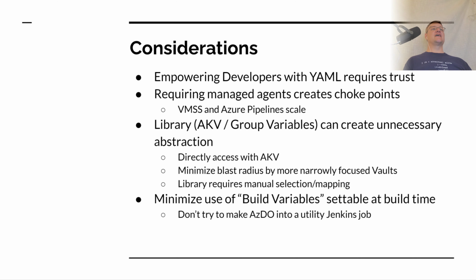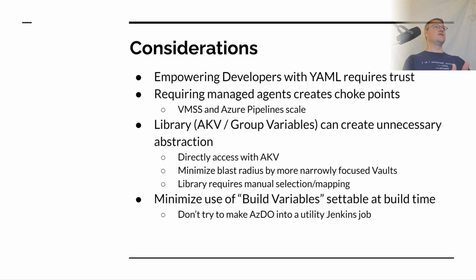Another consideration is that library, and as cool as library is, using your service credential and exposing the key vault up as group variables creates an unnecessary abstraction. It's really far better to directly access your variables through the AKV task step. And you can minimize your blast radius by having more vaults. Vaults, especially basic vaults, are cheap. Make a lot of AKVs.